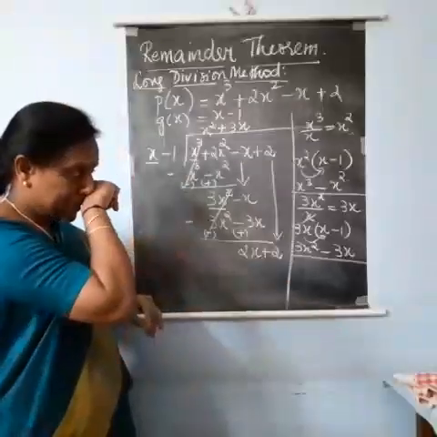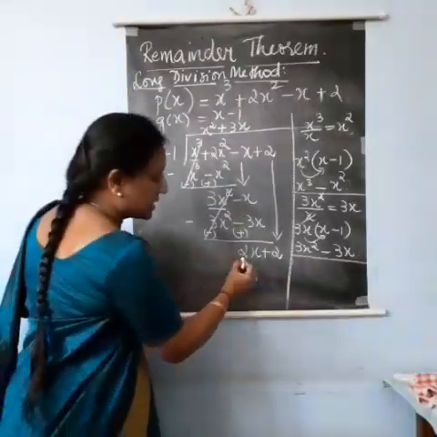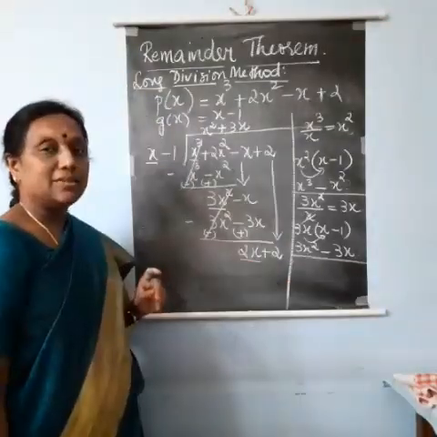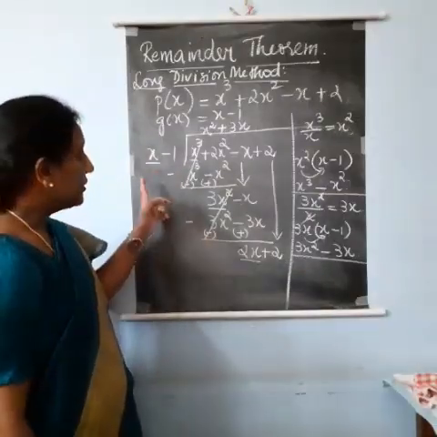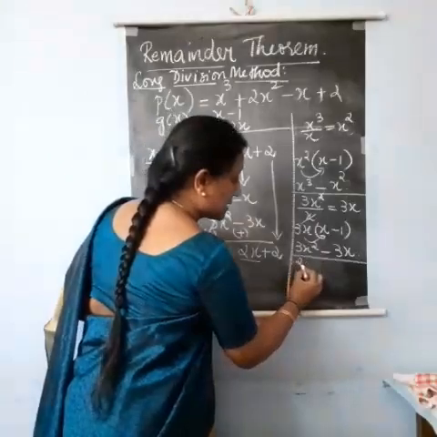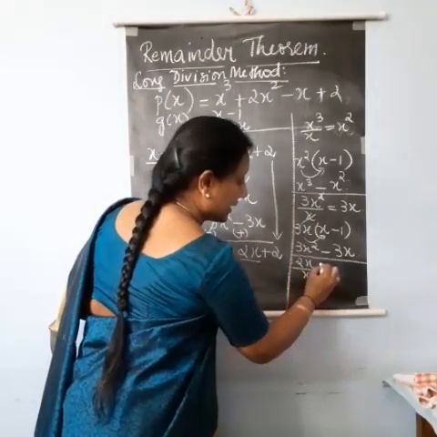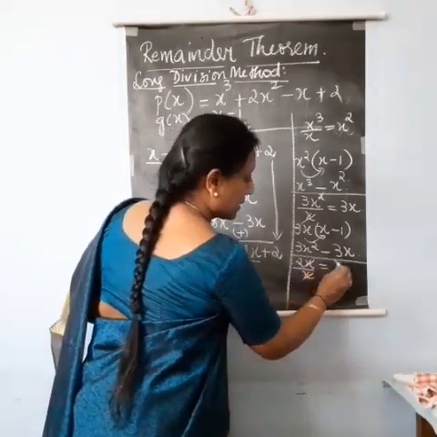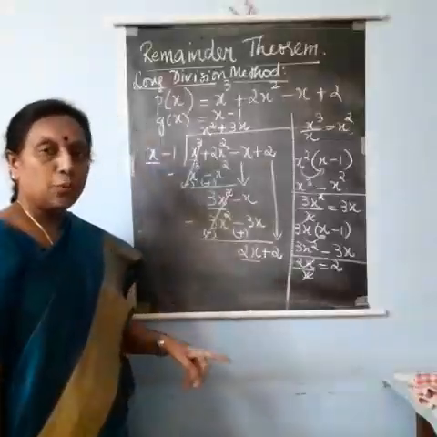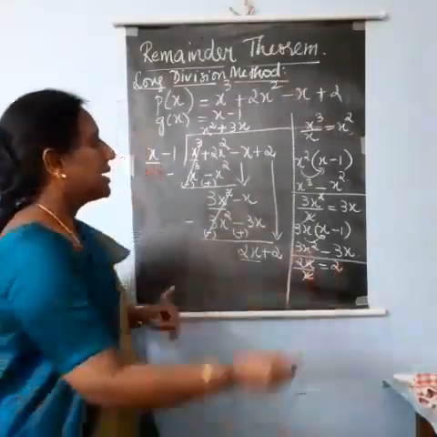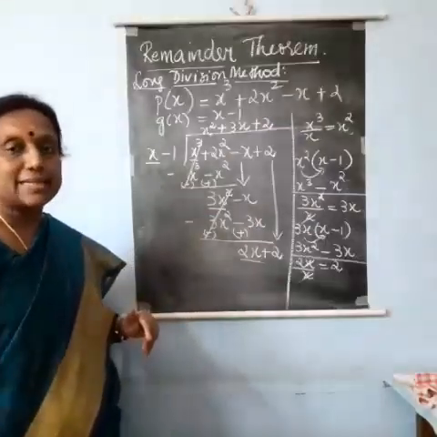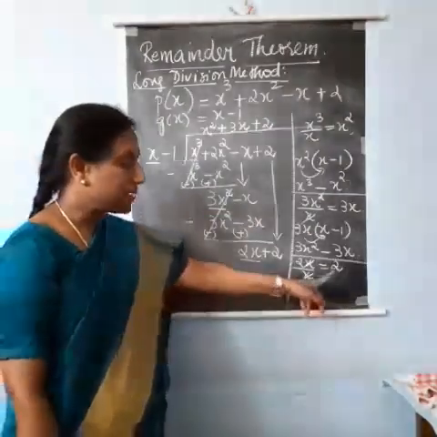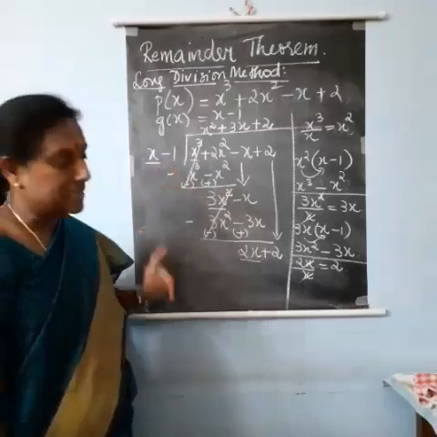Okay. Now the next process will be to underline the first term in the dividend and the first term in the divisor. Now divide them. So what will you get? 2x by x. The x will cancel out and you will get 2. Whatever I have got here, I have to write it as plus 2 here. Correct?